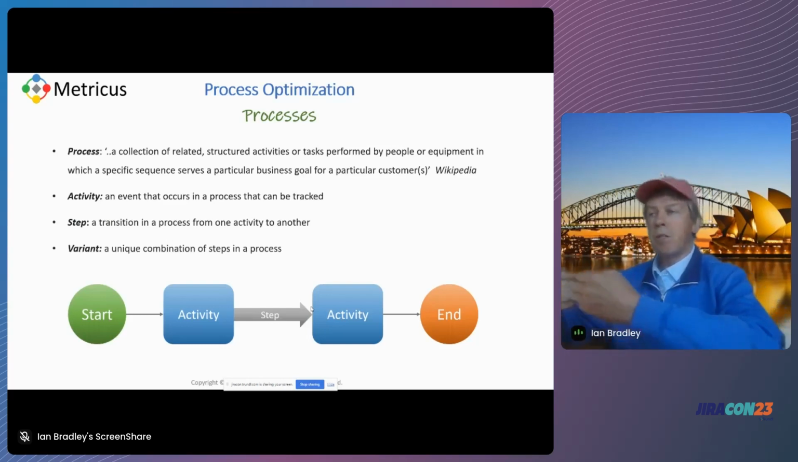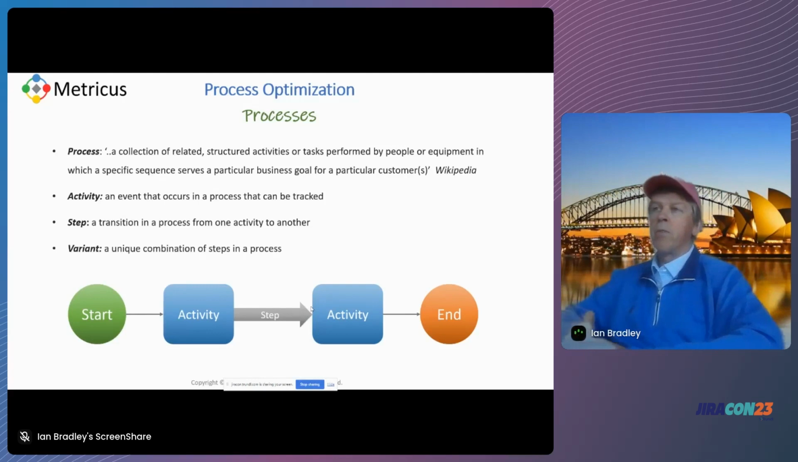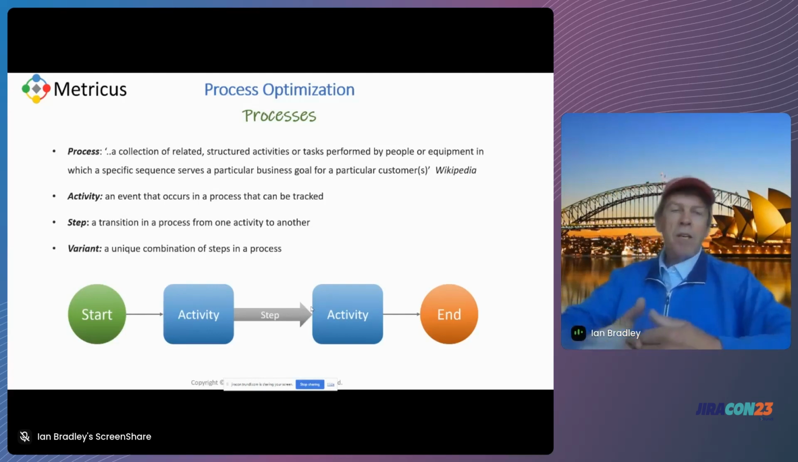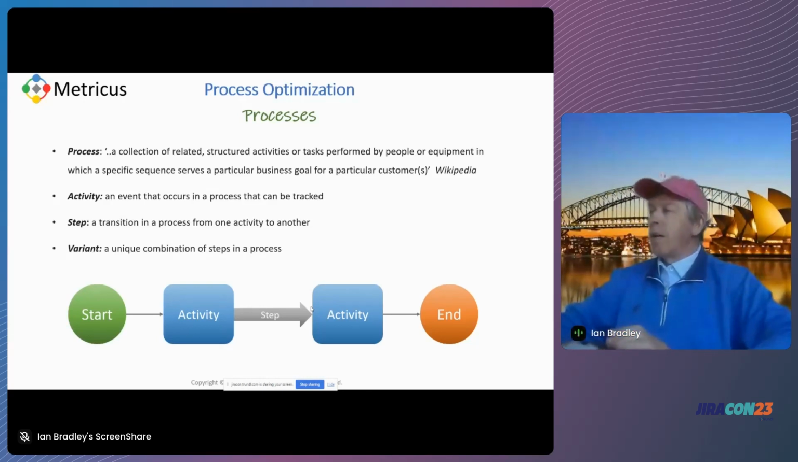A bank has processes for lending. A hospital has processes for patient management. In Jira, there are processes for service management. Companies have processes in accounts receivable, procure to pay, etc. Efficient companies have efficient processes. They are the backbone of good business. I say that because we underestimate the importance of efficient processes.